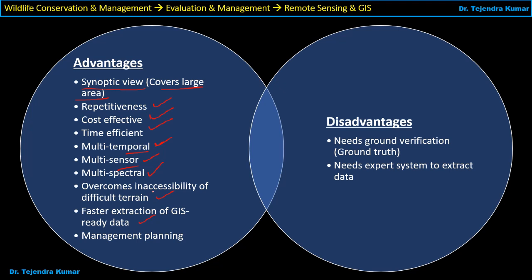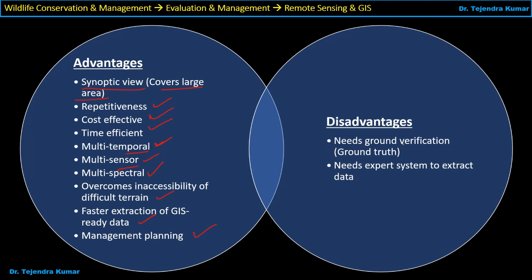And nowadays, very digital and self-analyzing tools are there, so they can do everything by themselves. Management planning can be done, as I gave you many examples in case of watershed management, coastline, shoreline, wetlands, and many more. So these things can be done.